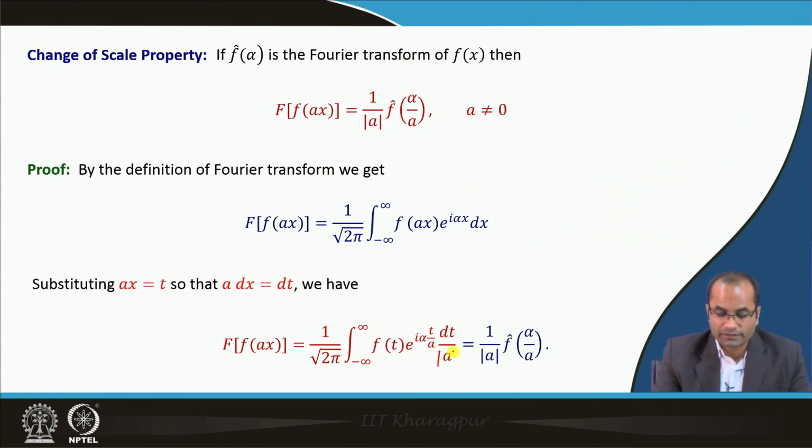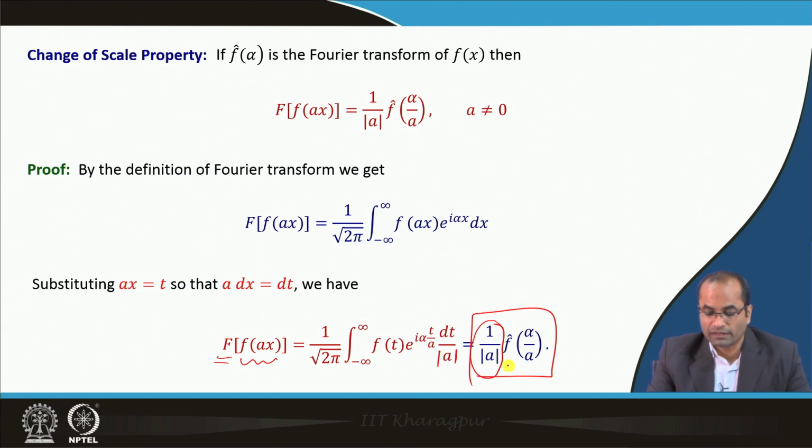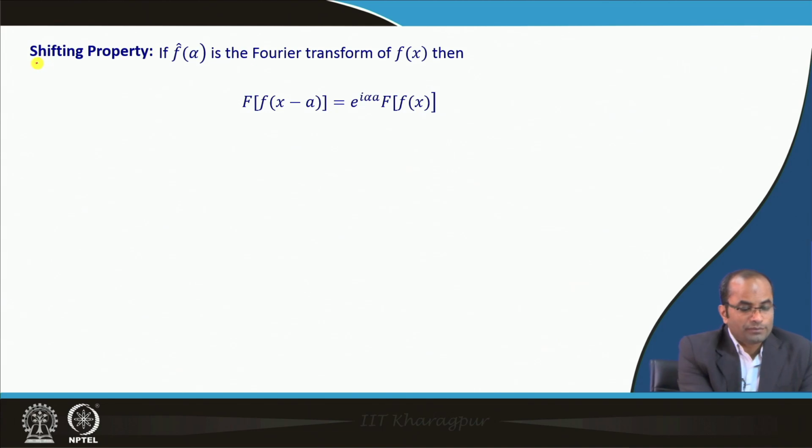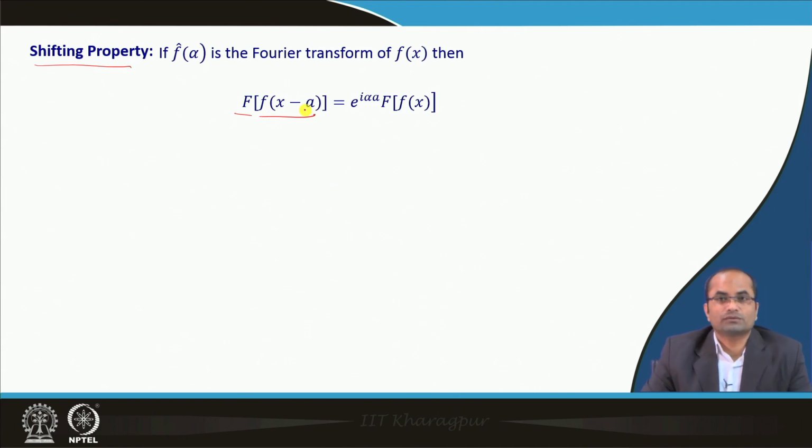So, that is the scaling property, which says that the Fourier transform of f(ax) is 1 over the absolute value of a times f hat of alpha over a. Here f hat was the Fourier transform of f(x), and now alpha is replaced by alpha over a. Another property is the shifting property, which says the Fourier transform of f(x minus a), so there is a shift here in x, is equal to e^(iαa) times the Fourier transform of f(x).